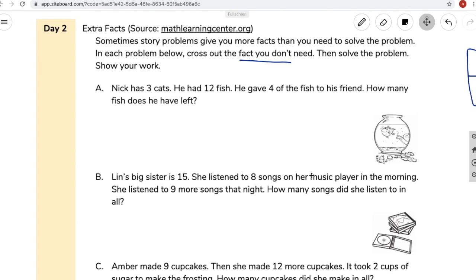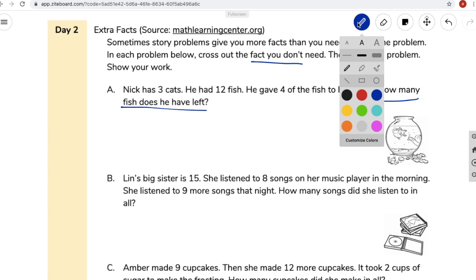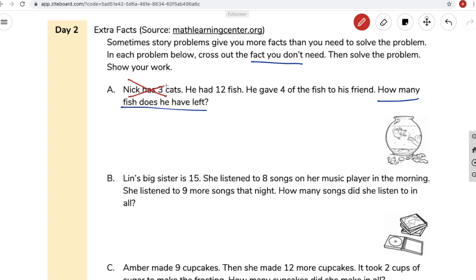So here we go. Nick has 3 cats. He had 12 fish. He gave 4 fish to his friend. How many fish does he have left? So remember, we need to cross out the facts that we don't need. The question was, how many fish does he have left? Now, in the first sentence, it says Nick has 3 cats. Why in the world do we need to know that he has 3 cats? No one cares about him having cats. We're trying to figure out about fish. So we're going to cross that out. We don't care about his 3 cats.